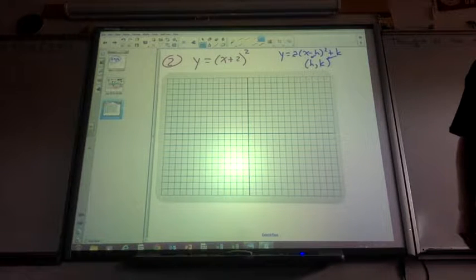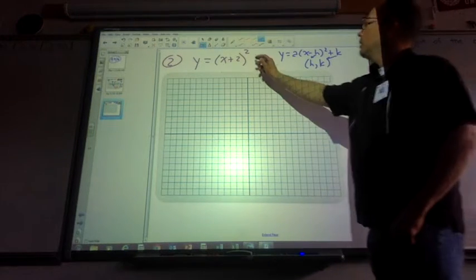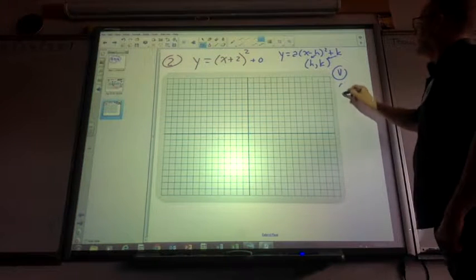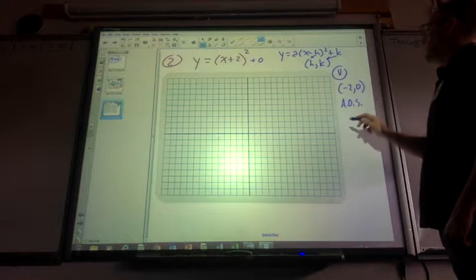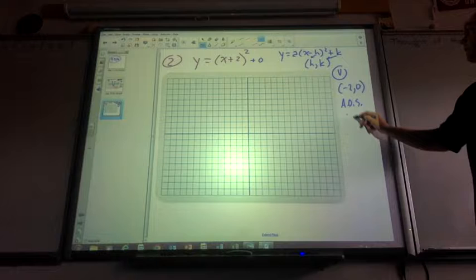But I'm missing what value? K. So if it's missing, it must be what? 0. So there's a 0 over here. So what's my vertex? Negative 2, 0. What's my axis of symmetry? Negative 2, 0. Wait, negative 2. Huh? Ooh, what? x equals negative 2. x equals negative 2.